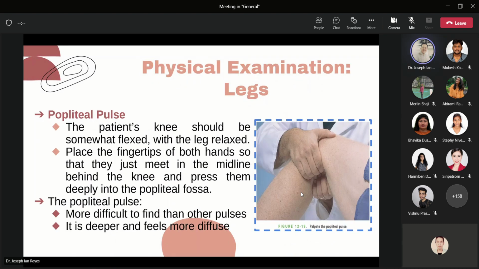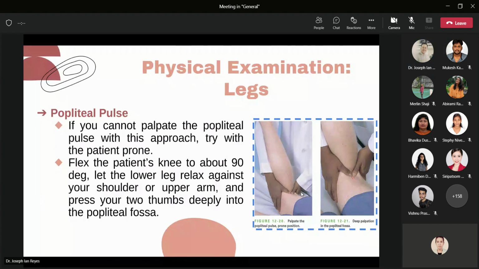Then your popliteal pulse, the patient's knee should be somewhat flexed with the patient's leg relaxed. So ask the patient to relax the leg. You'll be the one to support the knee. So place the fingertips of both hands so that they just meet in the midline behind the knee and press them deeply into the popliteal fossa. So try to deeply palpate that area. The popliteal pulse may be more difficult to find than other pulses, but it is pronounced when you do it properly. So again, check the image. That's how you should be doing it. Please don't forget to drape your patients.